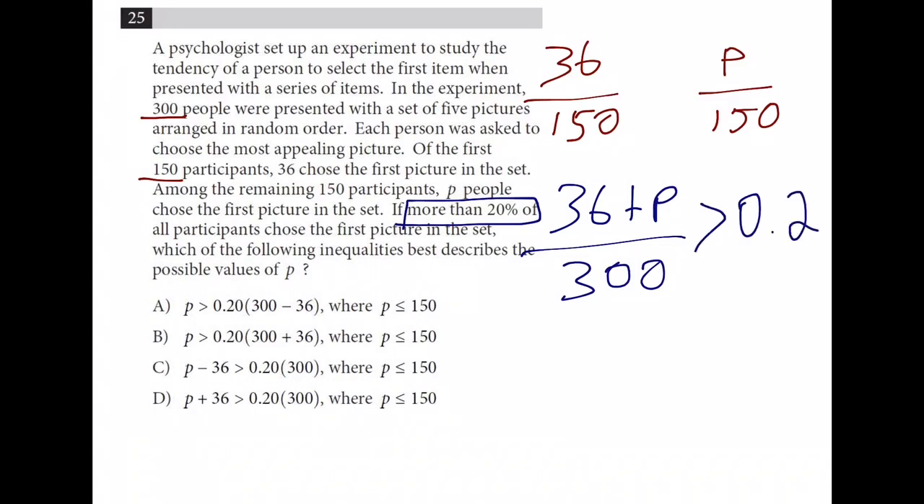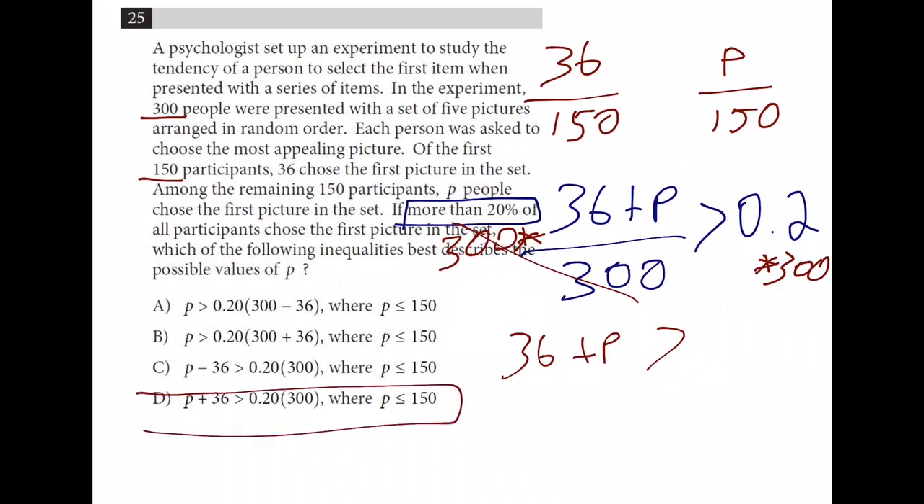And I can translate that into an inequality by describing it as 36 plus P divided by 300 is greater than 0.2. You might notice that none of my answer choices look exactly like this, so I can simplify a little bit by multiplying both sides by 300. On the left, this cancels out, and I have 36 plus P. And on the right, 300 times 0.2. Well, I could simplify it, but we notice that D leaves it just like that.